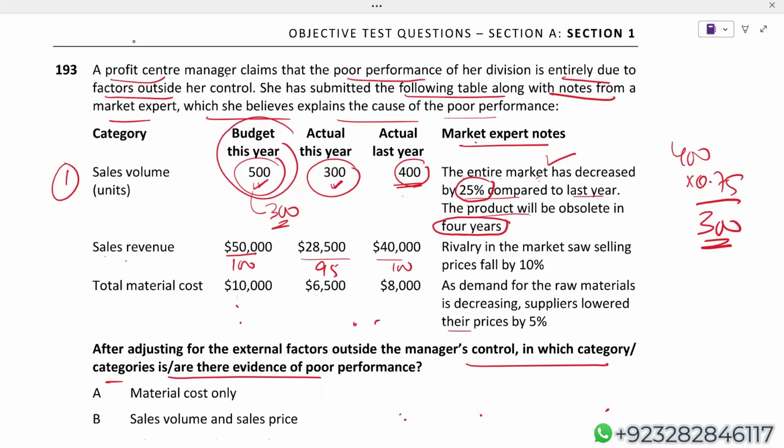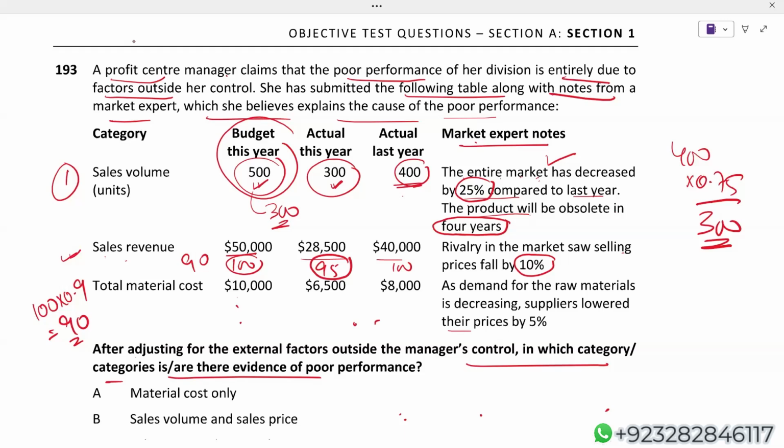Rivalry in the market, so the selling price fell by 10%. If I take my 100 and reduce the selling price by 10%, I should take 90% of that, which is 90. Now listen, even if I reduce my original standard selling price by 10%, I'll get 90. And actually I am selling at 95. So this is not showing poor performance. It actually shows a good performance. Even if I reduce my price, it would come to 90, but we have managed to sell it for 95. So sales revenue is also not representing poor performance.